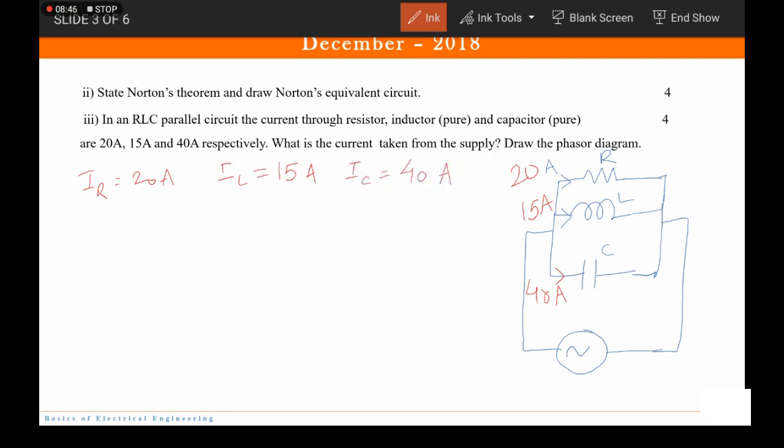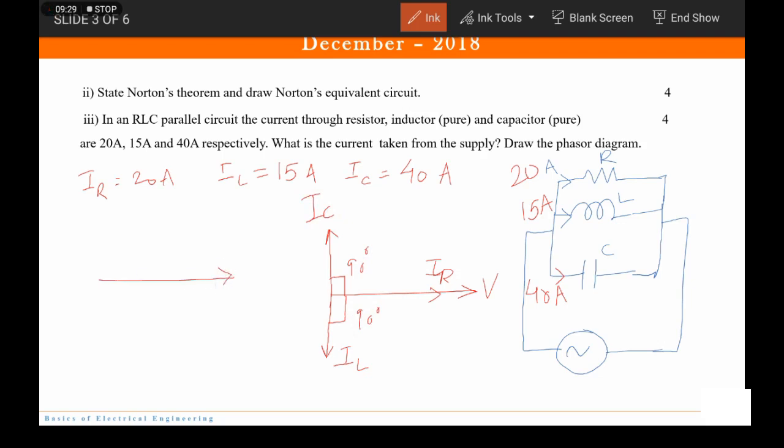So what is the current taken by the supply? From the supply, draw the phasor diagram. If this is V, then here we have IR, because current through a resistor is in phase with the voltage. But the inductor current lags behind, so here we have IL. The capacitor current leads by 90 degrees, so this is 90 degrees, this is 90 degrees, and this is IC.